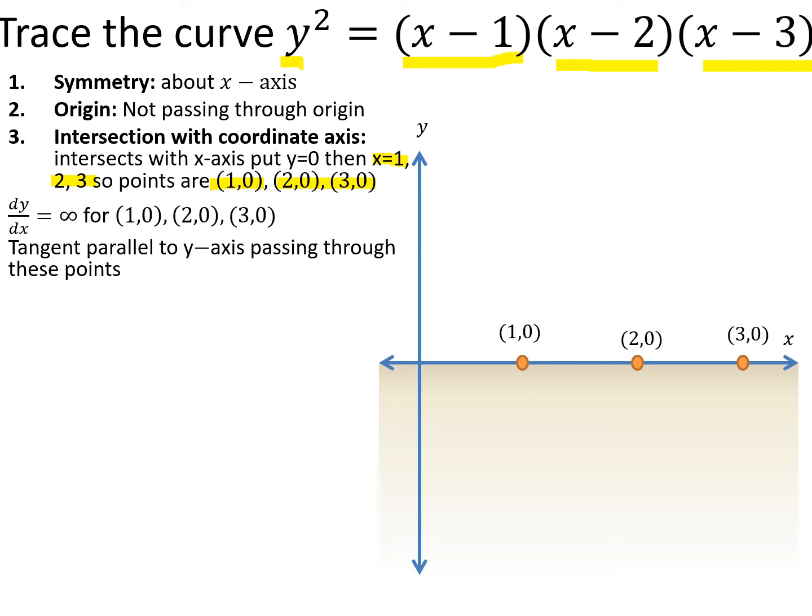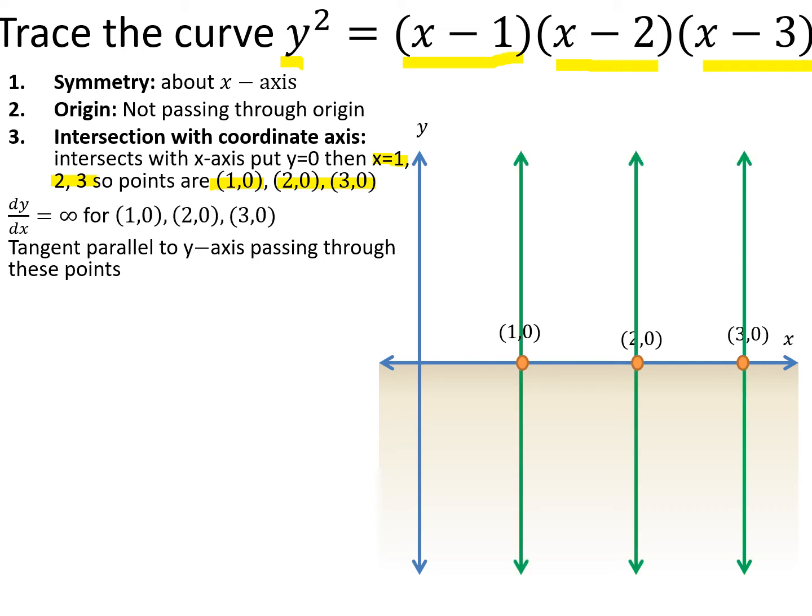That means your tangent will be parallel to the y-axis and passing through these 3 points. So now the first tangent at (1, 0) will be parallel to the y-axis.